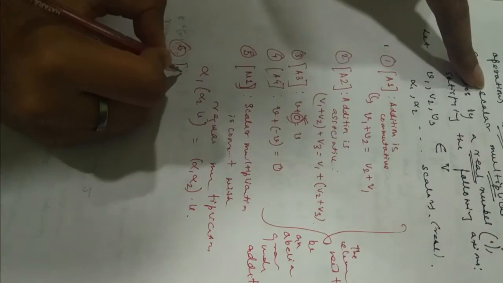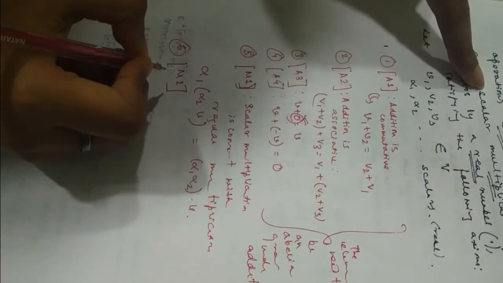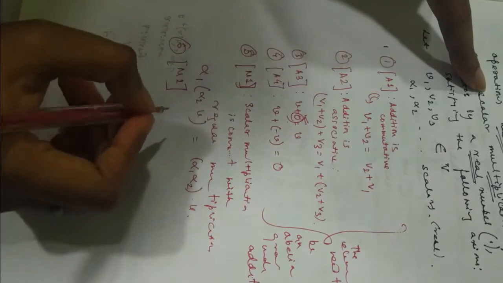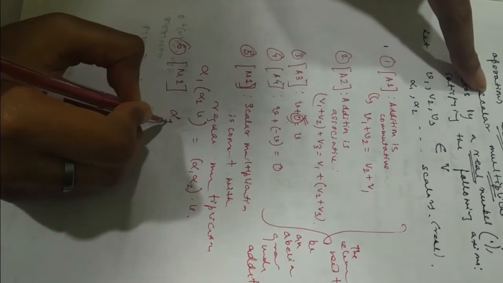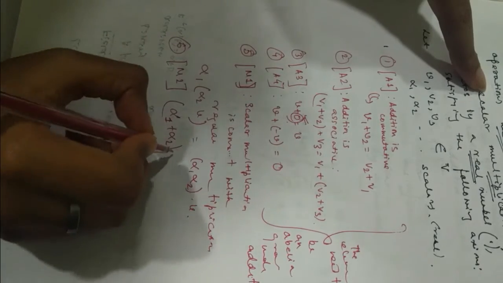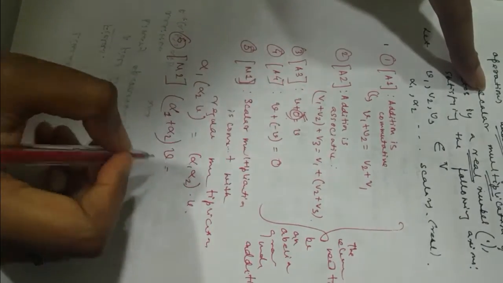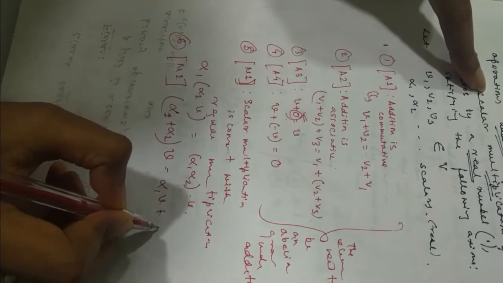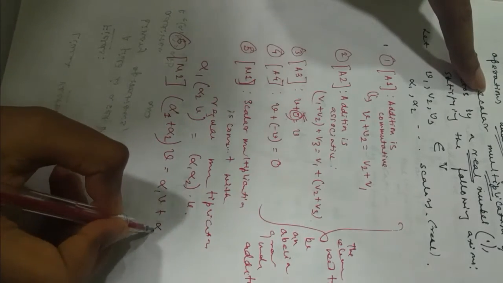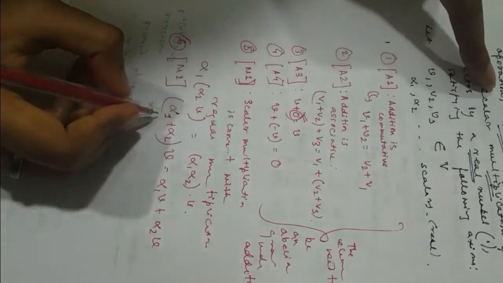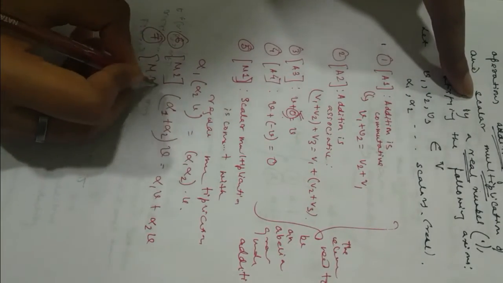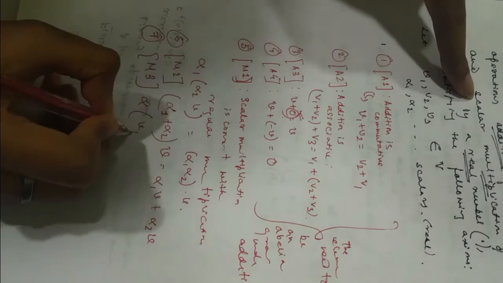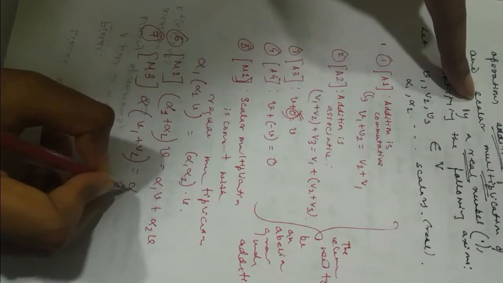Our sixth axiom is addition of scalars is distributive, right? That means alpha 1 plus alpha 2 multiplied by a vector will distribute among the vectors. The scalars will distribute themselves, right? So addition of scalars is distributive. The seventh property, addition of vectors is also distributive. That means alpha times v1 plus v2 is equal to alpha v1 plus alpha v2.